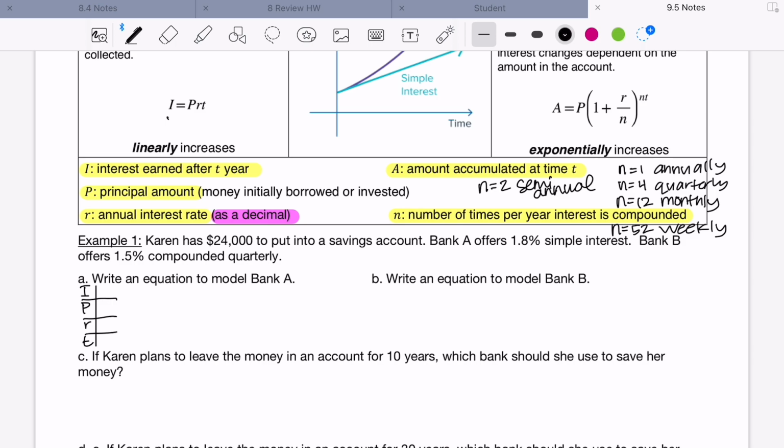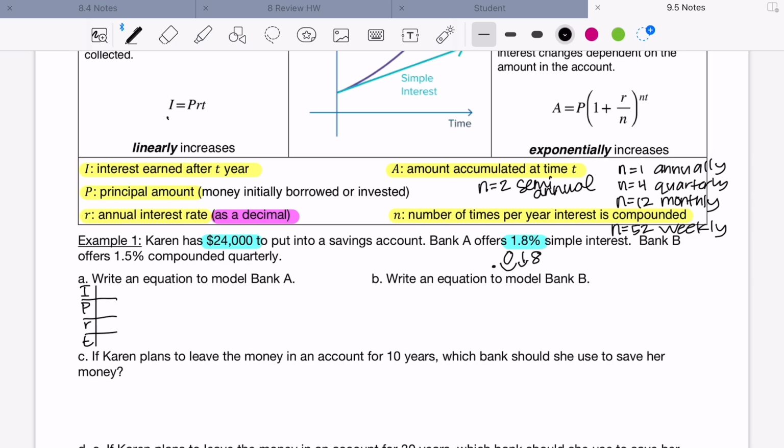So I just like to make a chart for that. So we know that the principal amount that she has to put into this account is going to be $24,000. And Bank A offers 1.8%. So 1.8% is a percentage. So if you want to convert it to a decimal, you're going to move that decimal point 2 places to the left and fill those holes in with zeros. Okay, I think I did that wrong. Sorry. So it's going to go 1, 2. Yeah, there we go. That's better.